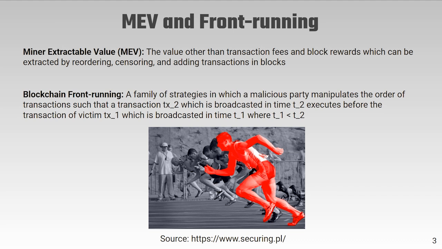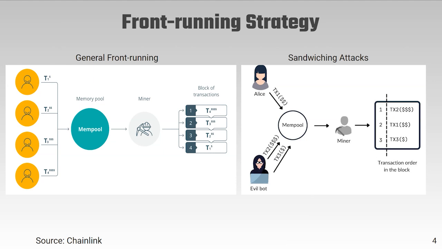Blockchain front-running is the most popular subset of MEV, and it is defined as a family of strategies in which a malicious party manipulates the order of execution of transactions in a way that a transaction which is submitted later than an original transaction is actually executed earlier than the original transaction, mostly for financial profit. To make everything much clearer than the informal definitions, we have some scenarios here.